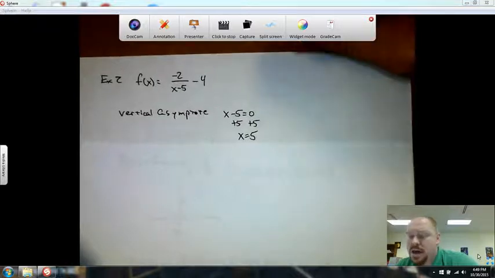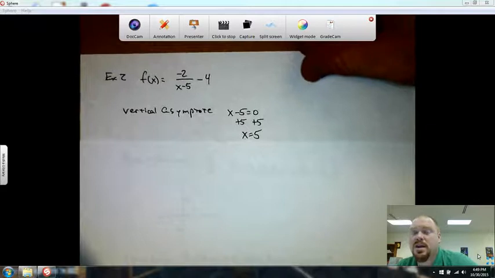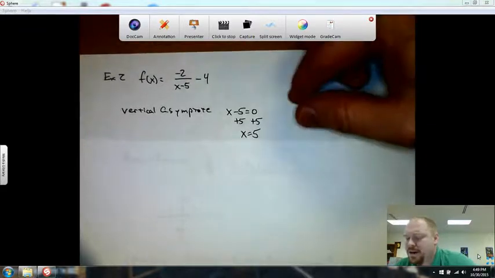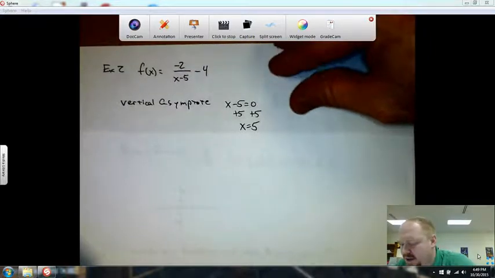Now, it might not always be x minus or x plus. It could have a number in front of that. But it's no big deal. It just adds an extra step. We just have to multiply or divide to get x by itself.